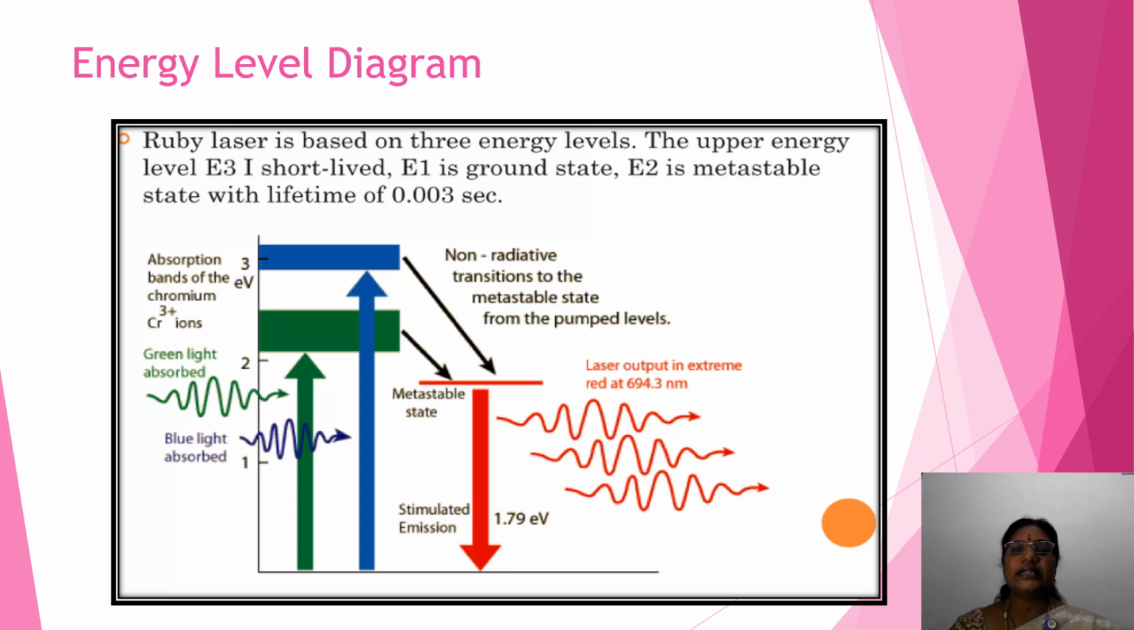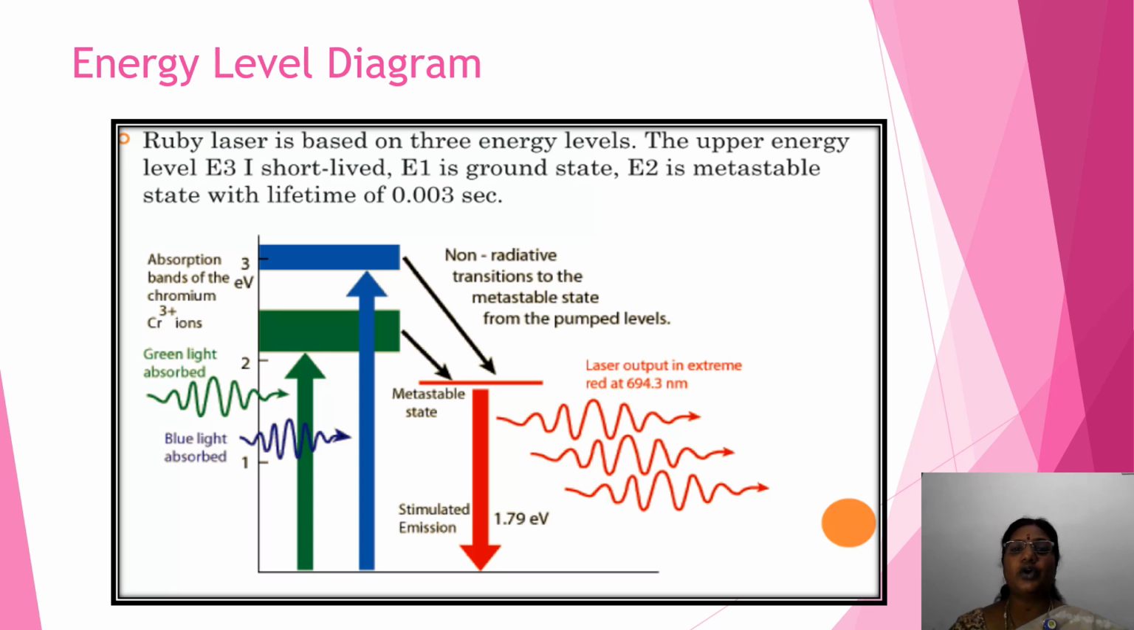This results in an increase in the number of electrons in the metastable state E2 and hence the condition of population inversion is achieved. After some period, the electrons in the metastable state E2 fall into the lower energy state E1 by releasing energy in the form of photons. This is called spontaneous emission of radiation.